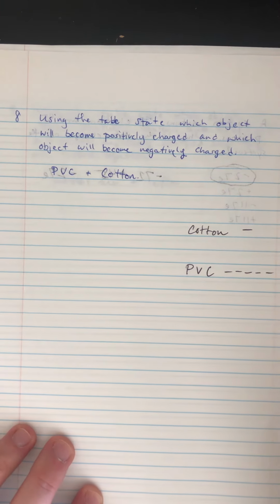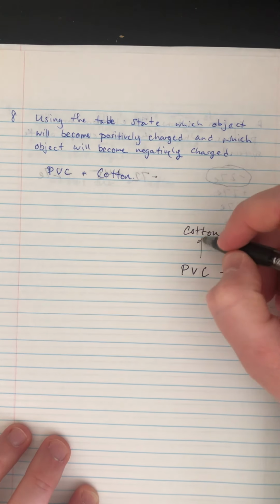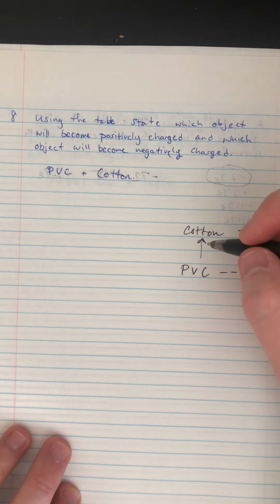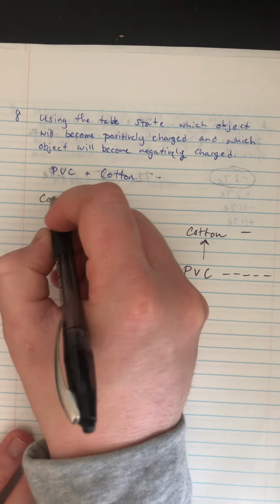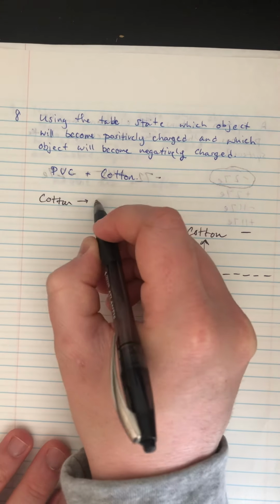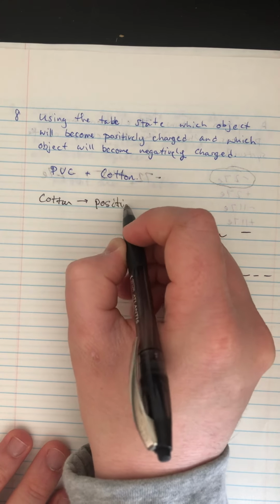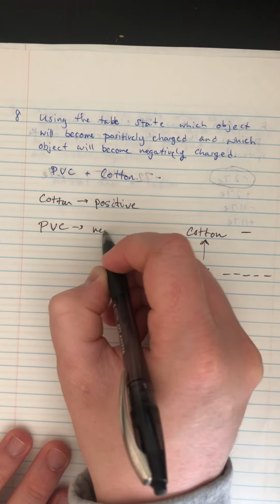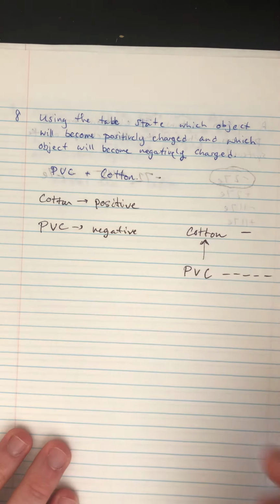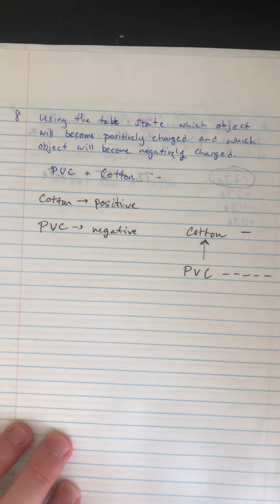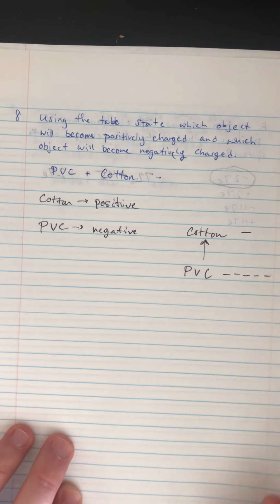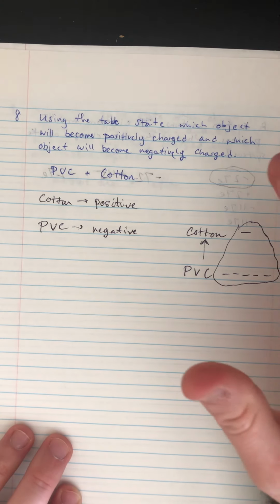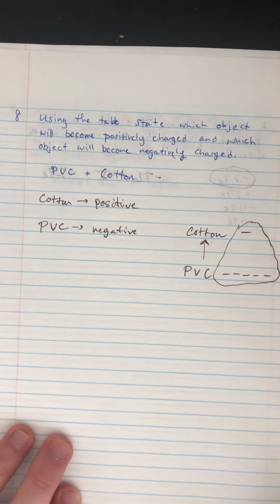So if we look at that, whichever one is higher on the table will become positive, whichever one's lower on the table will become negative. So in this case, because cotton is higher on the table, cotton will become positive, and PVC will become negative. You just look at the table, whichever one's higher up will become positive, whichever one's lower down will become negative. These negatives and positives that are next to them don't really matter, right? All we're looking at is which one's higher on the table, which one's lower on the table.